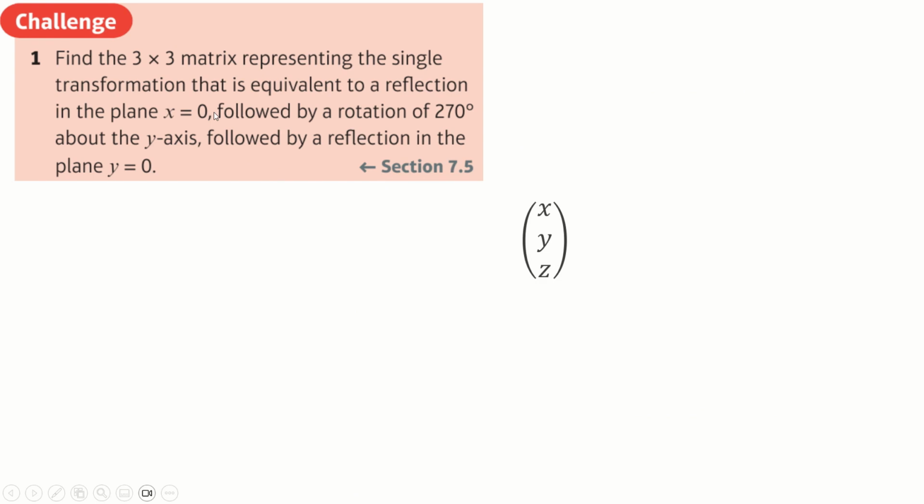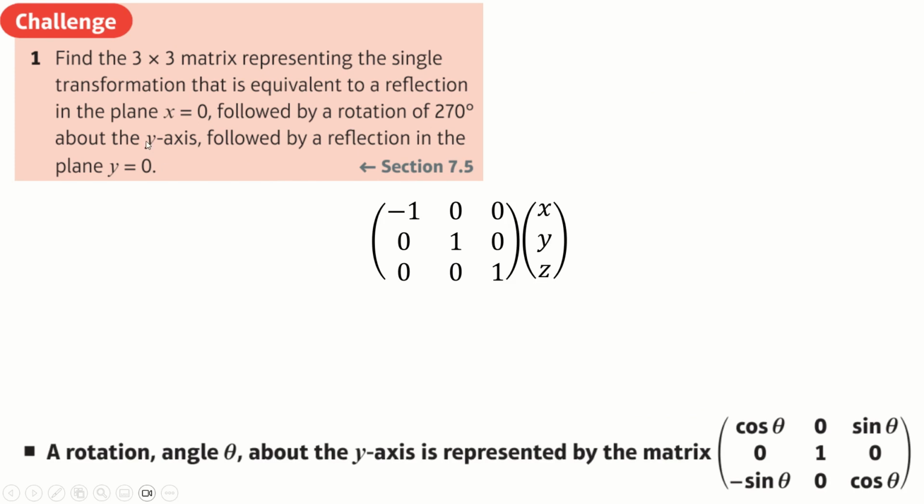Just going to take x, y, z. We're going to times it by the matrix that reflects in plane x equals 0, which is this. The book just gives you that. Rotation 270. This is rotation 270 about the y-axis. So cos 270 is 0. Sine 270 is -1. So you end up with a 0, a -1, a +1, and a 0.